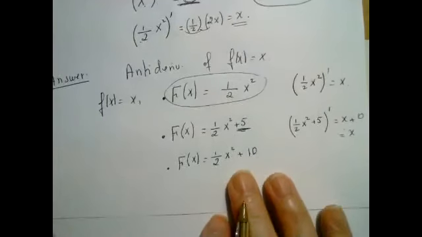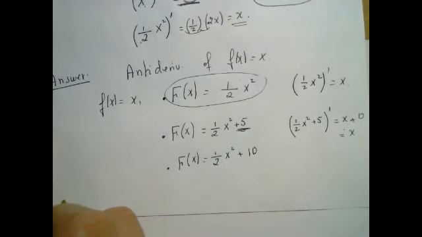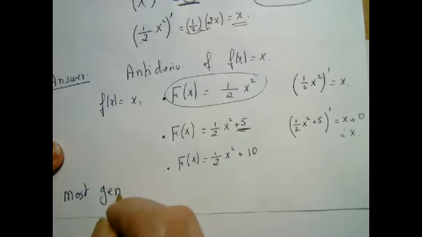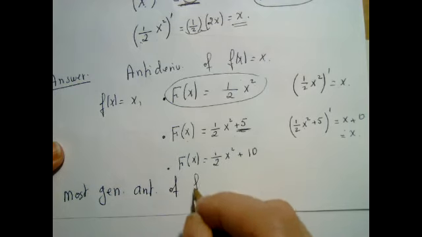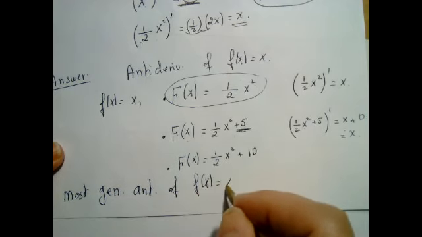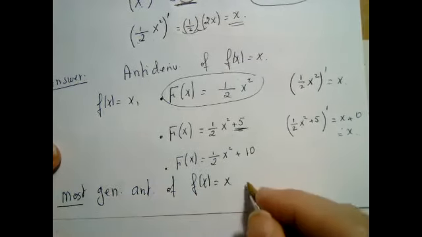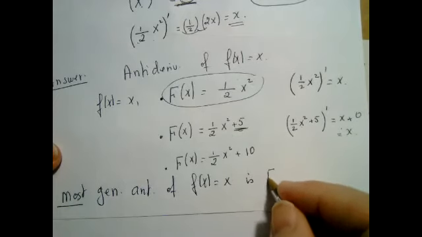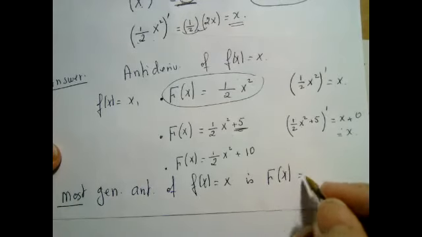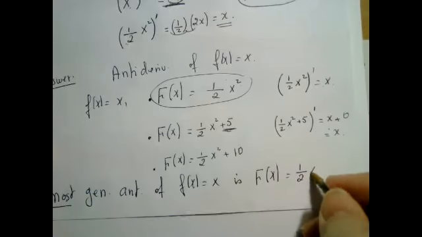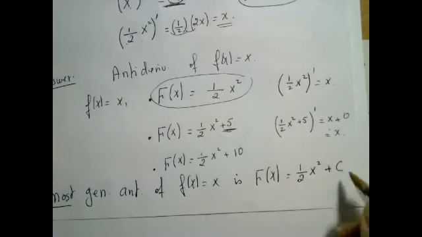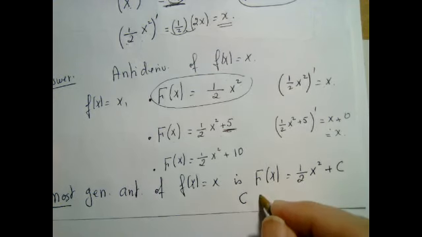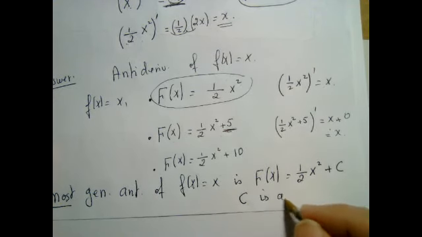For that we say, and then I stop, that the most general antiderivative of f of x equals x, so we talk about the most general one, is going to be 1/2 x squared, which is the basic one, the one that really matters, plus c, where c is any constant.